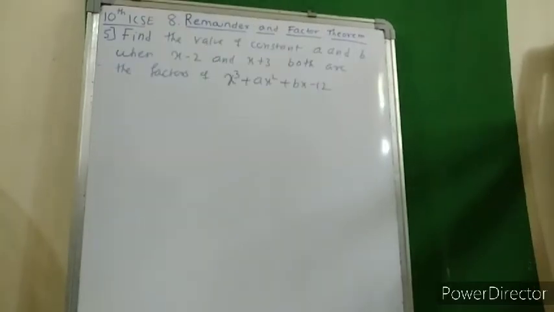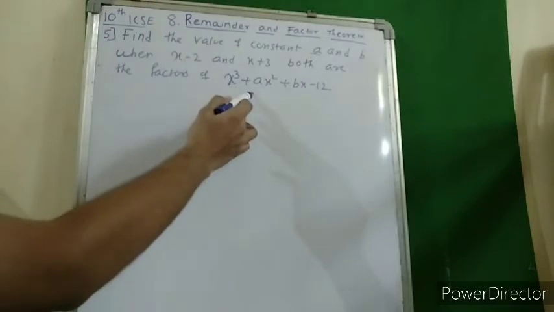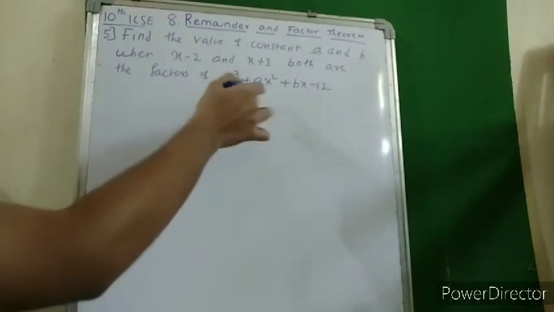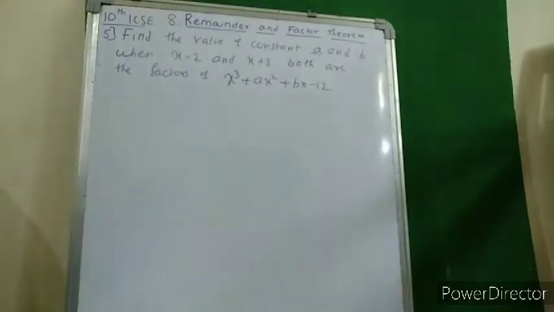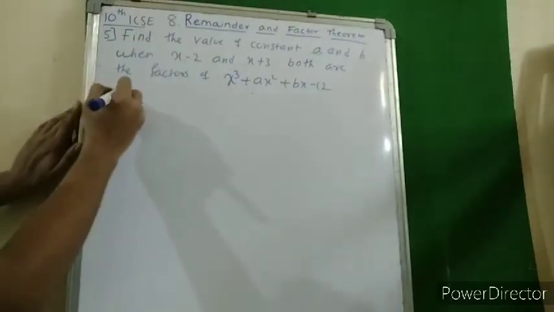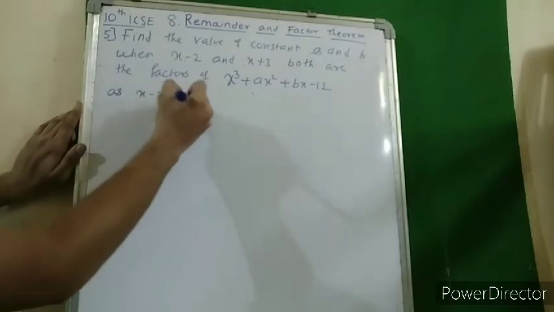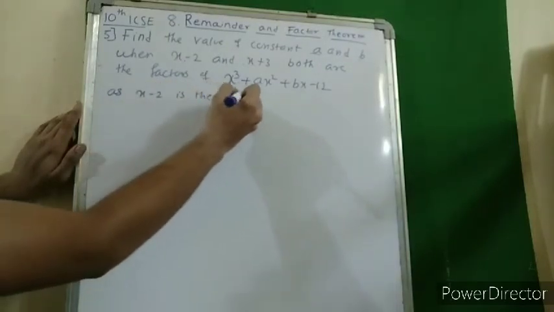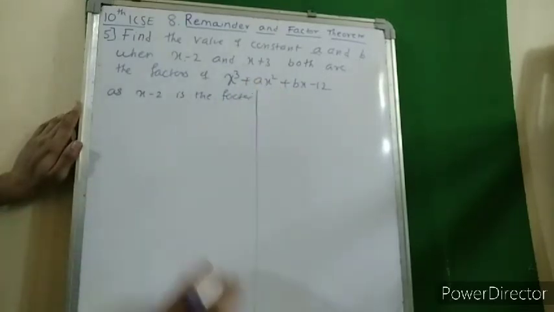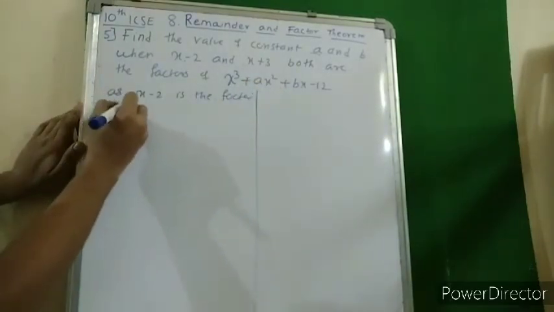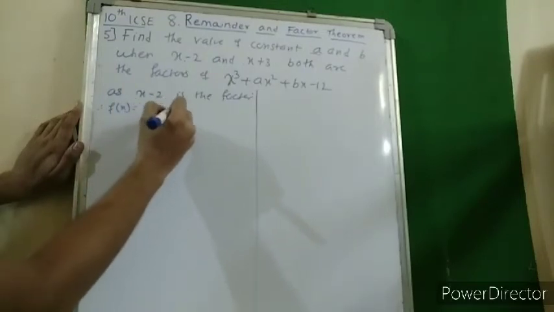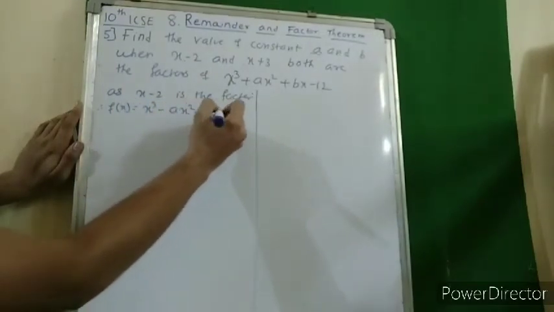Okay, in the fifth question you can see that we need to find the value of the constants a and b, when x minus 2 is the factor of this polynomial or function, and x plus 3 is also the factor of this function. Okay, so we will substitute first x minus 2 as the factor. Therefore the function of x is equal to x cube minus ax square plus bx minus 12.